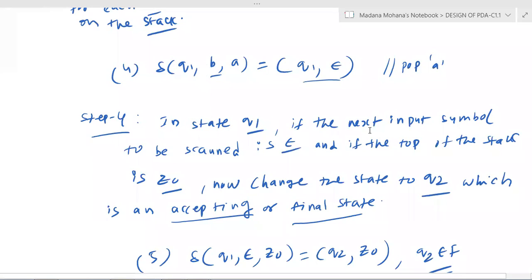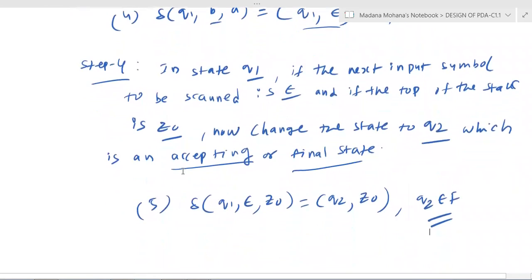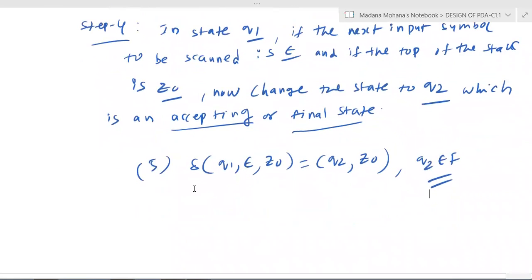So then in state Q1, if the next input symbol to be scanned is null, that means no input now, and in this case the stack is also empty, containing Z0, now we can change the state to Q2. That state we will call the accepting or final state. For this, the corresponding transition is: you are at the Q1 state, the input is empty, and the stack contains the initial symbol. Then we are changing state Q1 to Q2. Now the stack remains empty, where Q2 is a final state or accepting state. Now these are all the transitions we obtain.